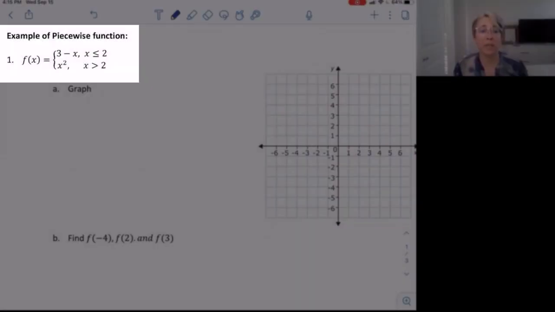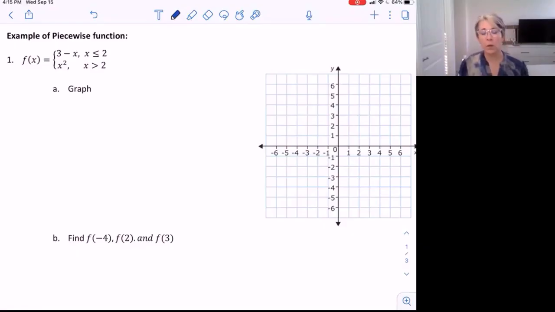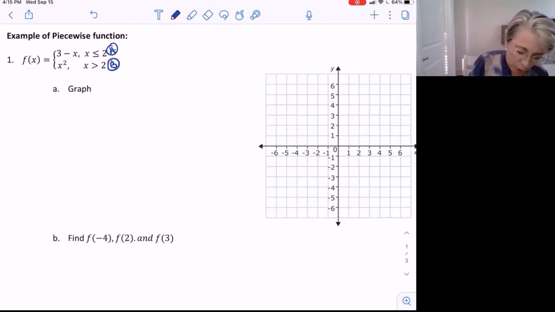The first example of a piecewise function, we have f of x, where the first piece is a linear equation of 3 minus x, and that's only defined for all the x's less than or equal to 2. And the second piece is a quadratic, which is defined as x squared for all x's that are larger than 2. Well, the first thing they want us to do is graph it. So if you want to, you can consider this part A and part B of the piecewise function.